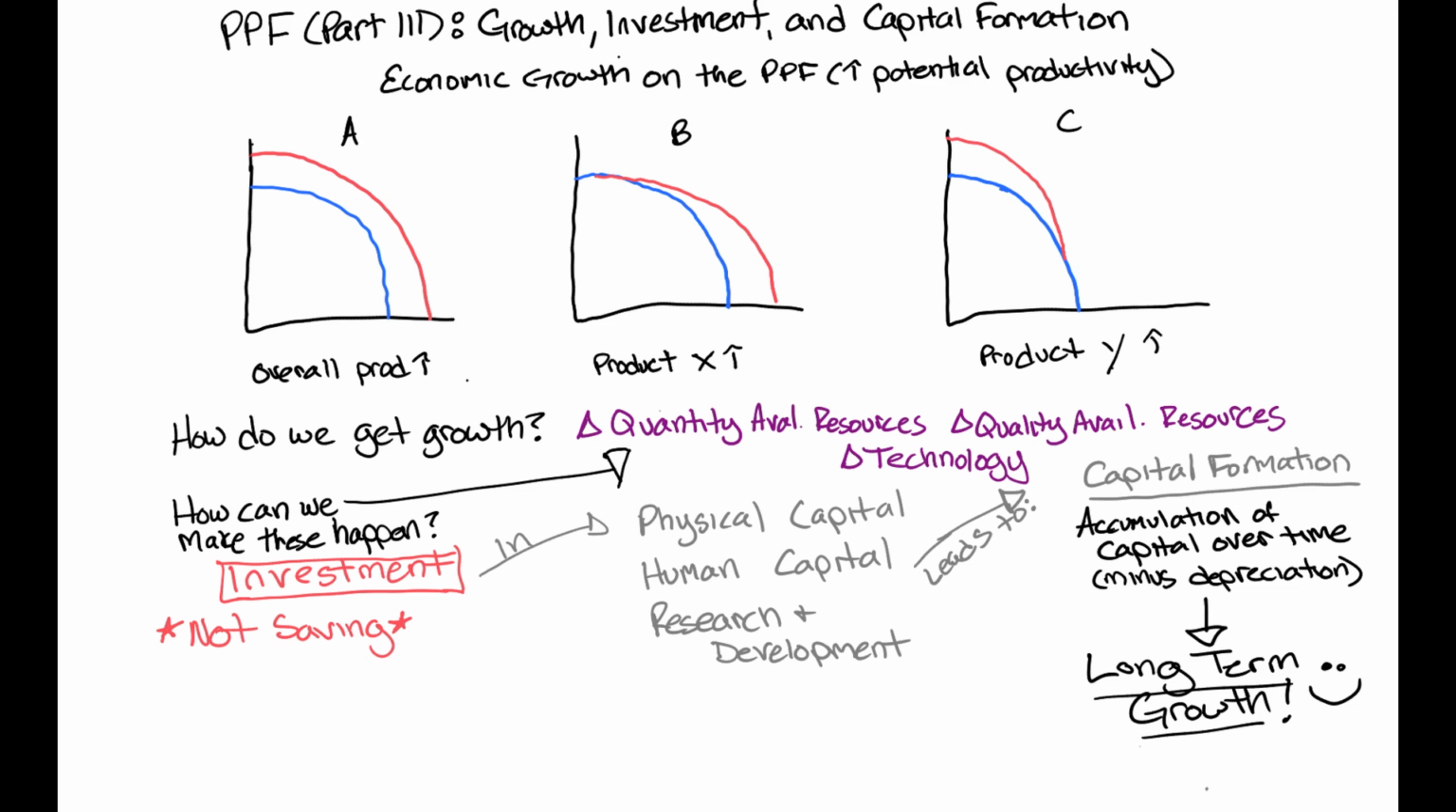This capital formation over the long term is what leads to long-term economic growth and what causes the production possibilities frontier to shift. Provided that you take care of your physical capital and fix it to avoid depreciation, you take care of your human capital and make sure you're not losing these skilled workers, and you engage in enough research and development, you should have long-term growth. The whole point of all this is that our growth rates today are in a lot of ways dependent on the investments we made in the past.